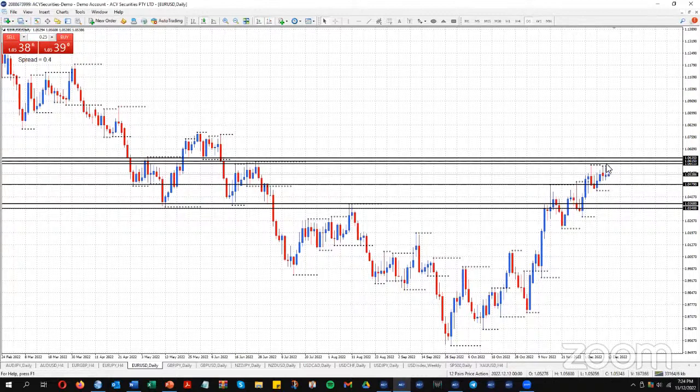But more to the fact that we're potentially topping out long term here. So I'm actually looking to the downside for a longer term move down, but we'll have to wait and see what the news brings. The news will probably dictate what we're going to be doing this week overall.